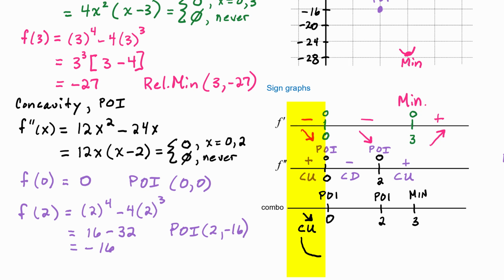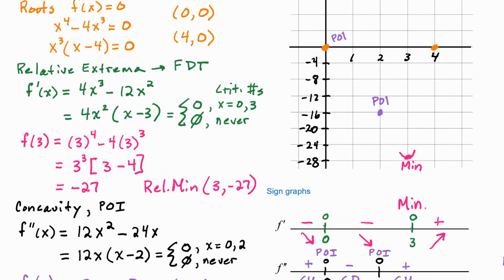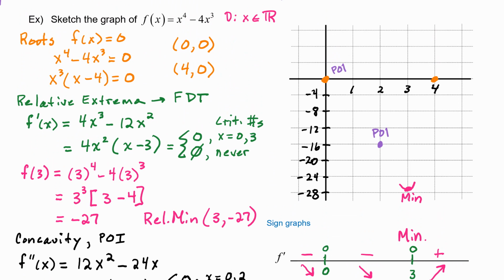So now we can go to our graph and draw from negative infinity to 0 a curve that looks like this. So here, from negative infinity until 0, the graph is going to have to look like this, decreasing and concave up.